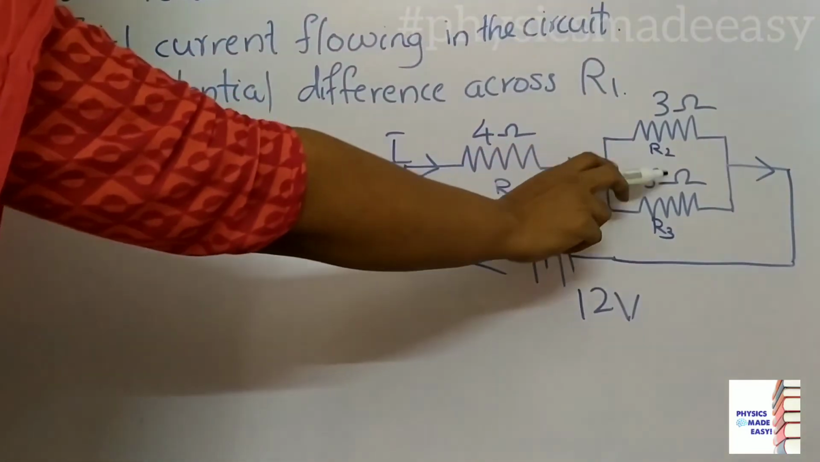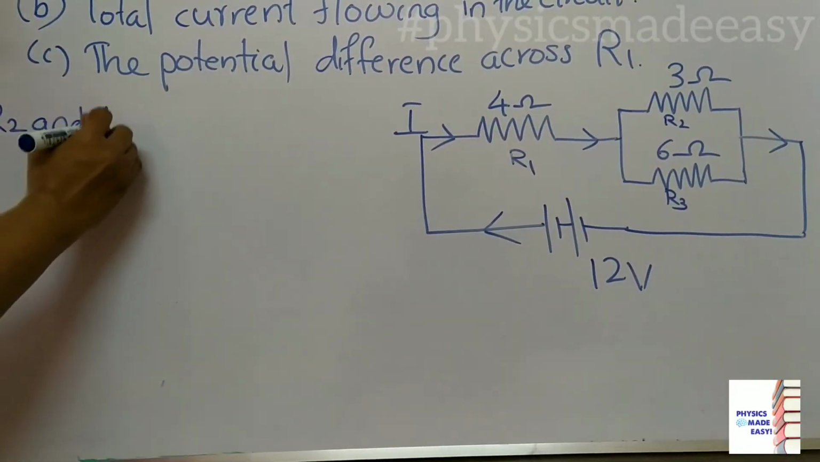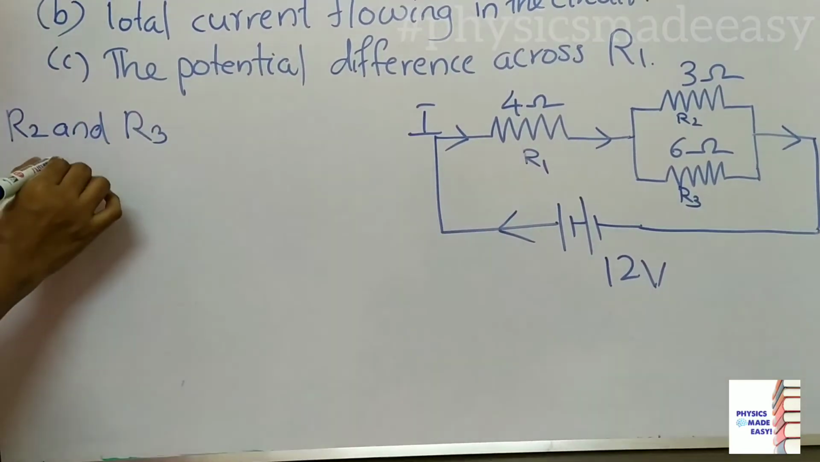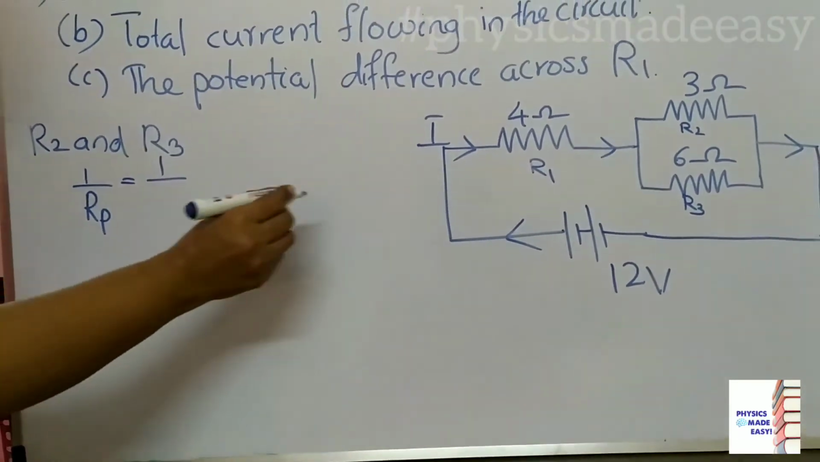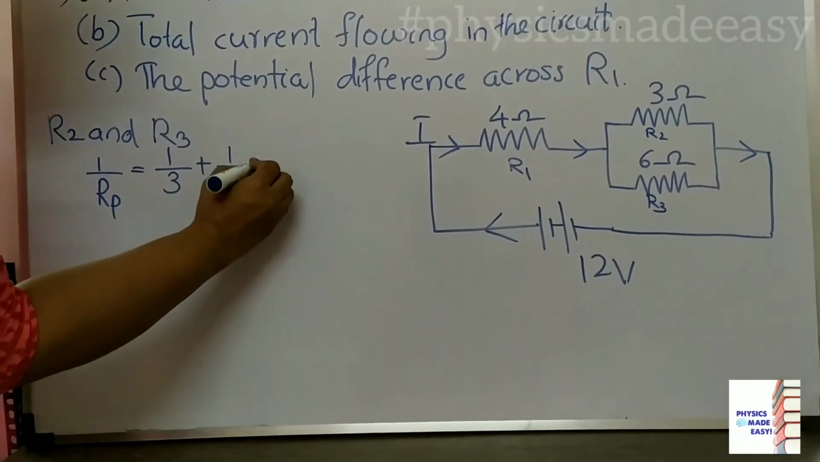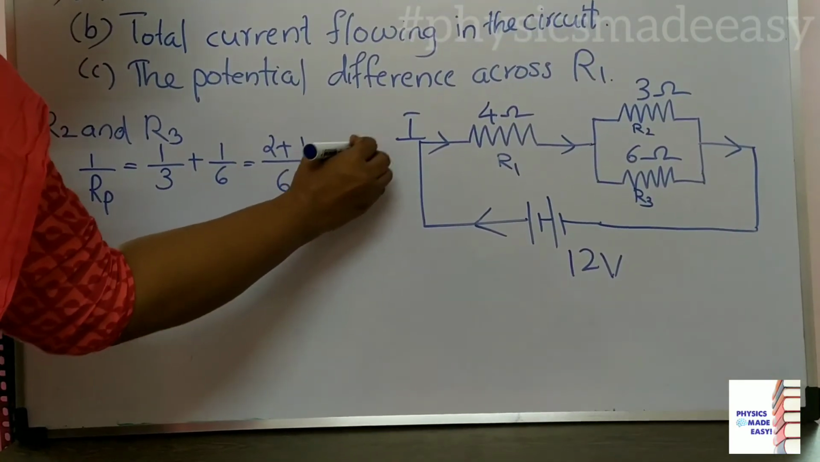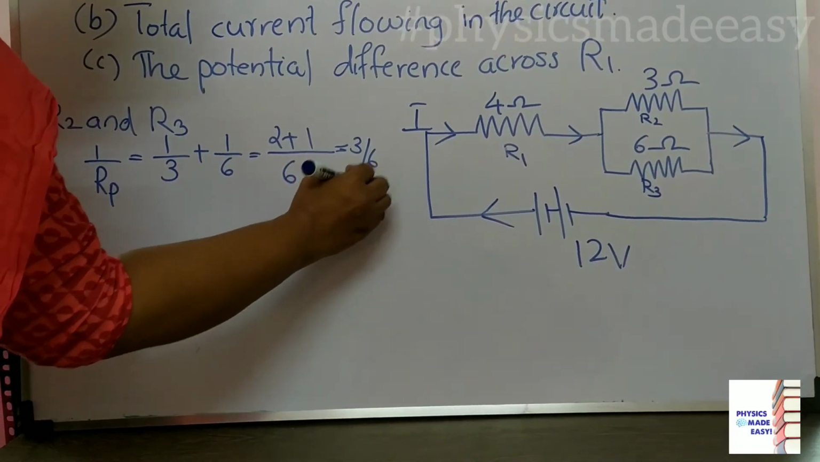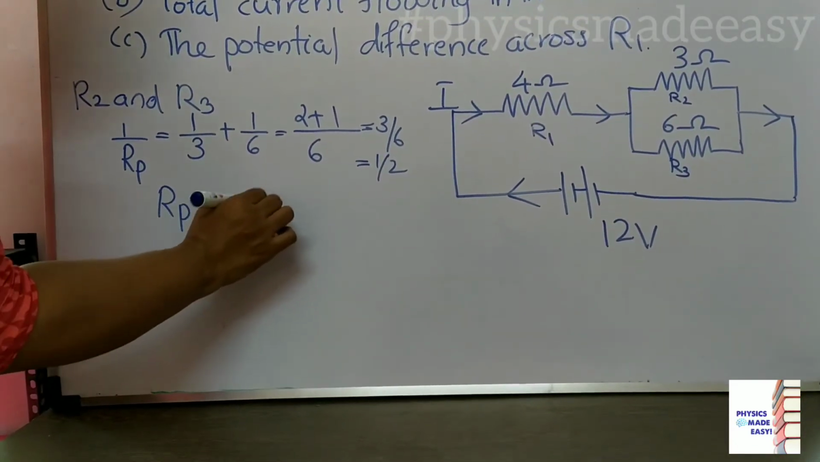Here you can see R2 and R3 parallel. So we can find the effective resistance. 1 by Rp is equal to 1 by R2 plus 1 by R3. You can get this as 1 by 3 plus 1 by 6. This will be 2 plus 1, 3 by 6, that is equal to 1 by 2. So we can write Rp is equal to 2 ohm.